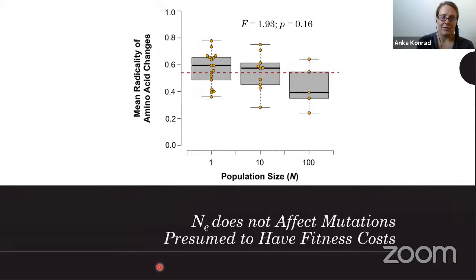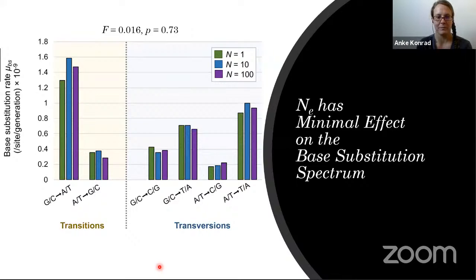Finally, we also looked at the radicality of the amino acid changes. And while there might be some negative trend, again, you can't really say that there is proper negative selection on any of these kinds of mutations. So as far as we could tell, no effect of selection. The same is true for the mutation spectrum. It's not really affected by population size at all. This is for the substitutions.